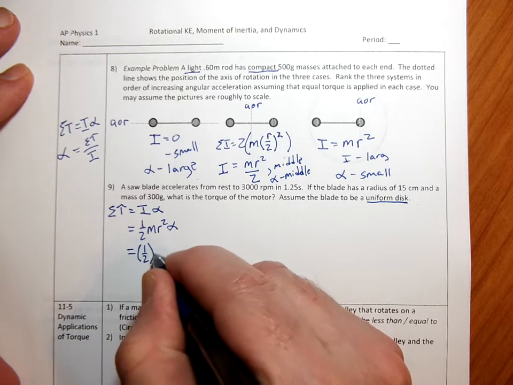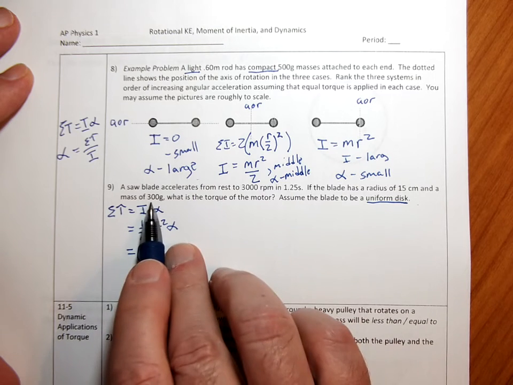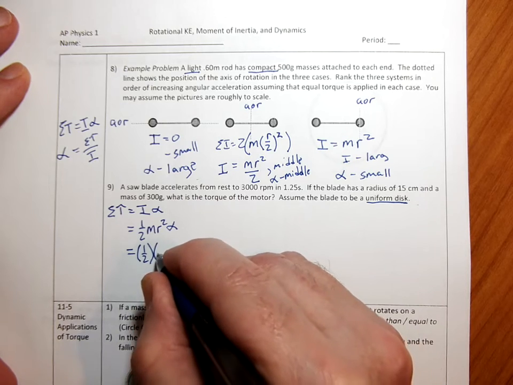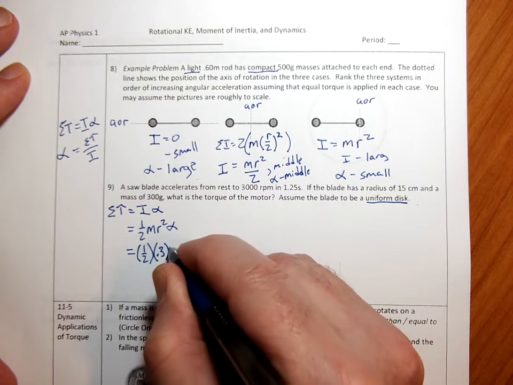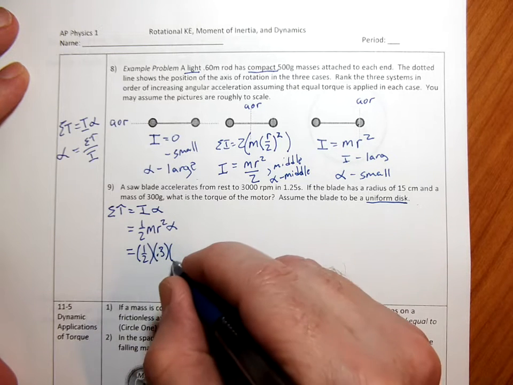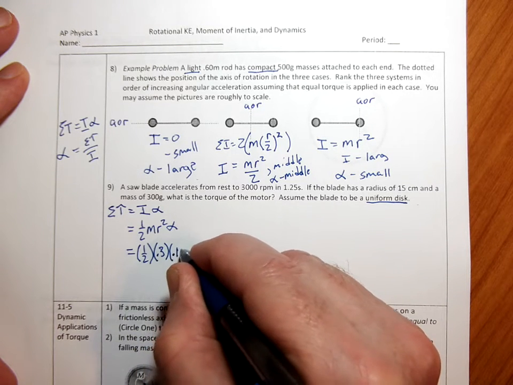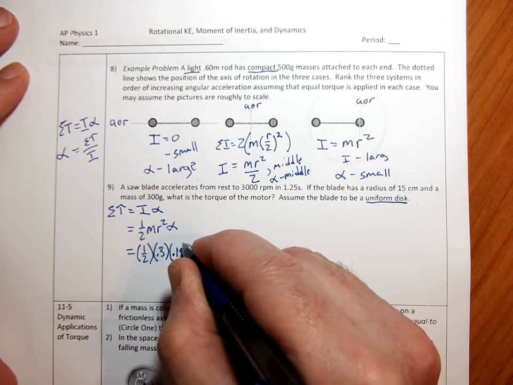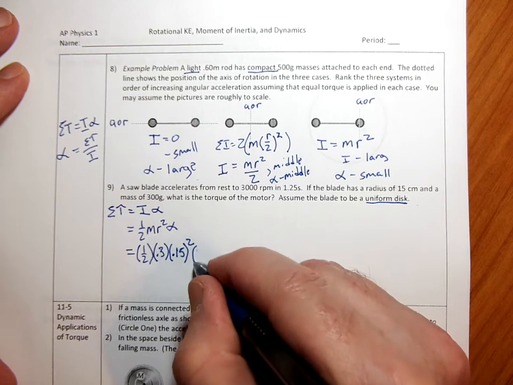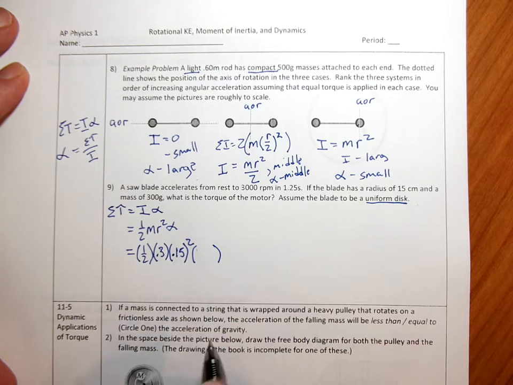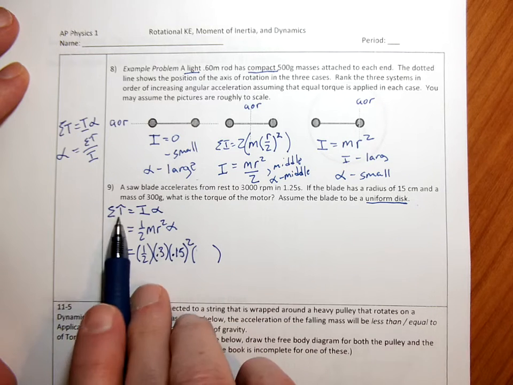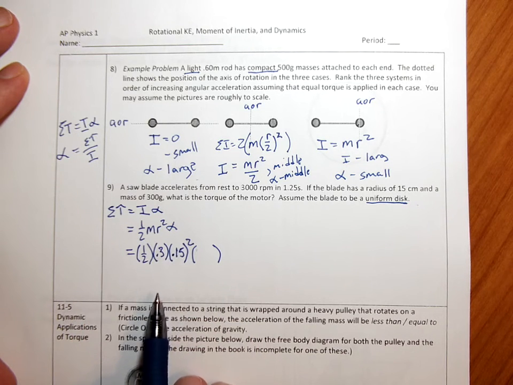So I've got 1/2. The mass is a given. It's 300 grams, but we have to convert that to kilograms. So that's 0.3 kilograms. The radius is given at 15 centimeters, and we have to convert that to meters. That's 0.15 meters, and that's squared. And the only thing keeping us from solving this is we don't know what alpha is. So if we could figure out alpha, then we can easily answer the torque question.